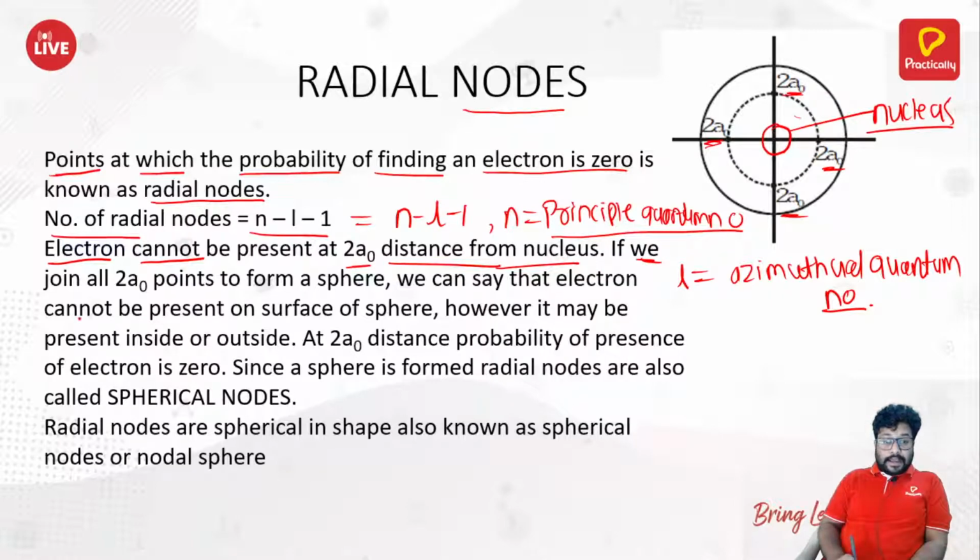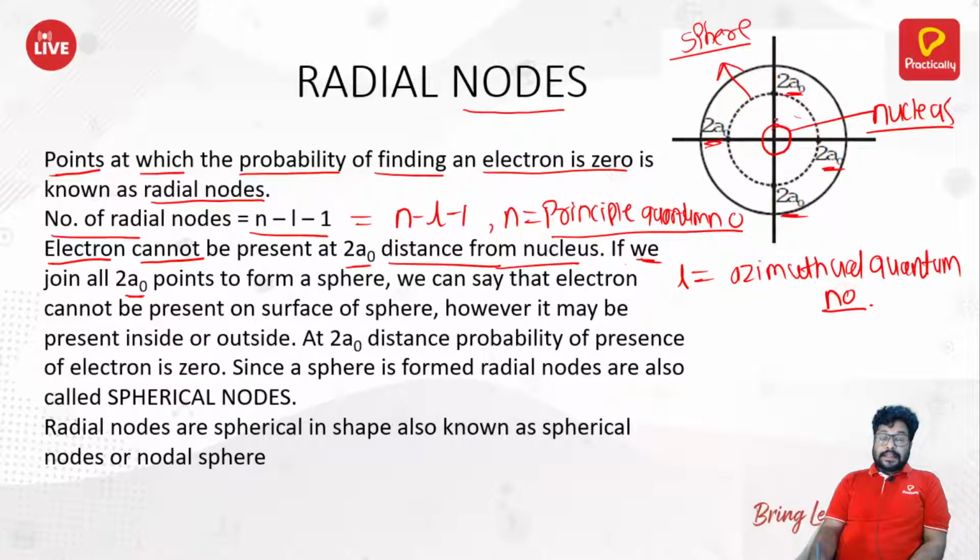By the way, these 2a0 terms and other terms have been found from quantum chemistry. We don't need to involve ourselves much with quantum chemistry, we just need to understand the summary of it. So if we join all of these 2a0 points, what do we get? You get a sphere here, right? So in this spherical part, electrons cannot be present.